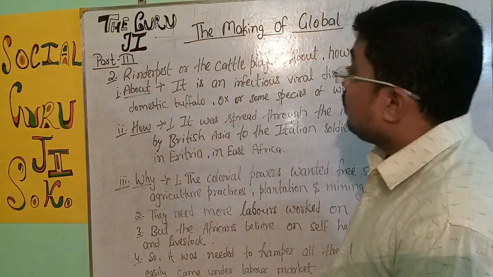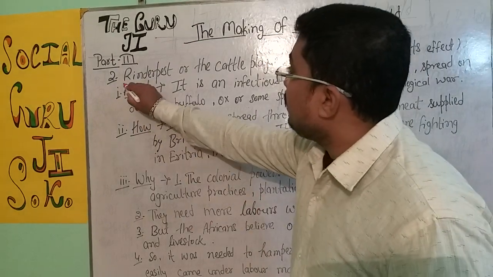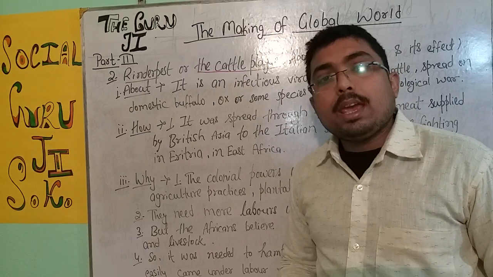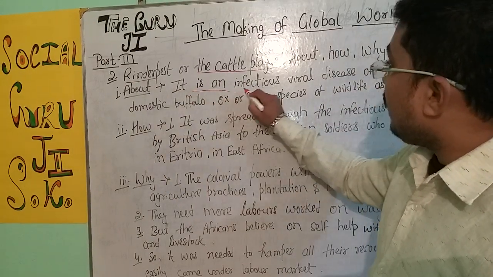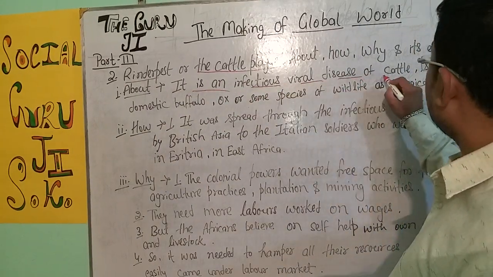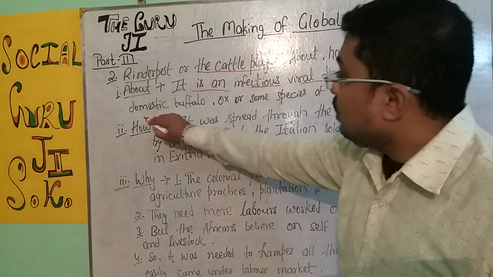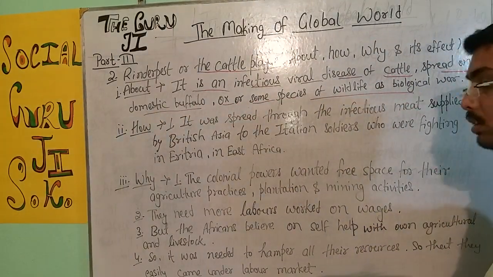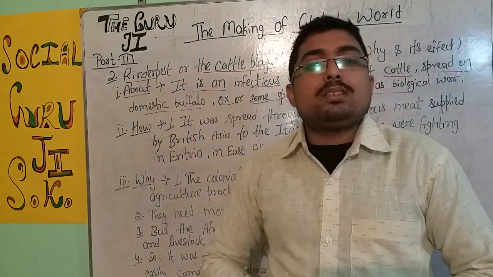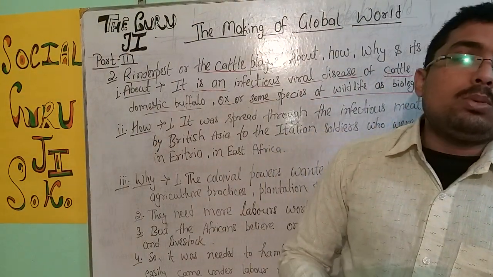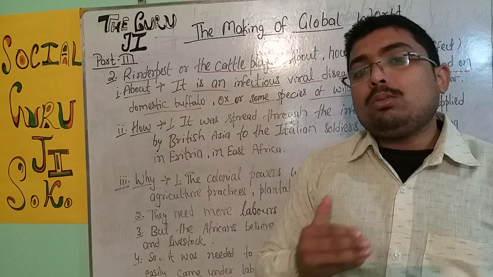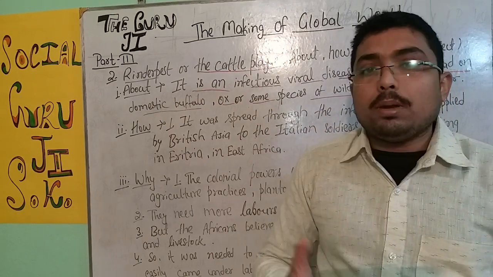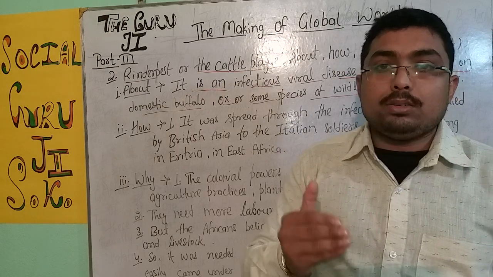Now moving to the second topic, Rinderpest or the cattle plague. At first, what is it? It is an infectious viral disease of cattle, spread to domestic buffalo, ox or some other species of wild animals. It is normally termed as biological war. Means what? This was a plague-like disease which was used at that time a lot by foreign powers.